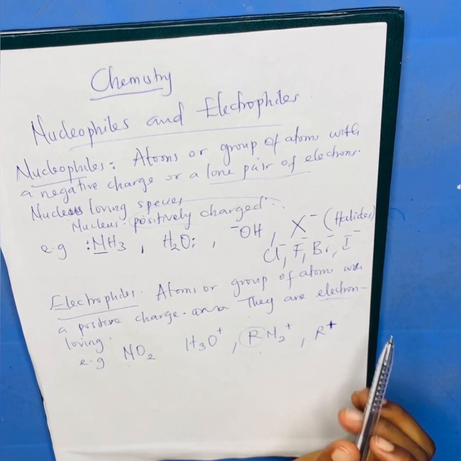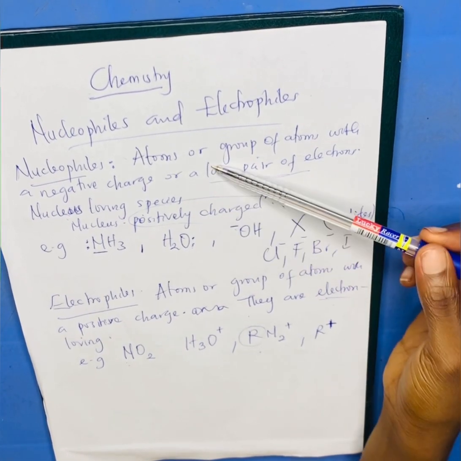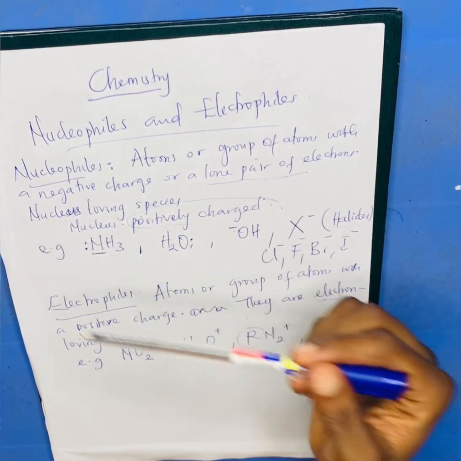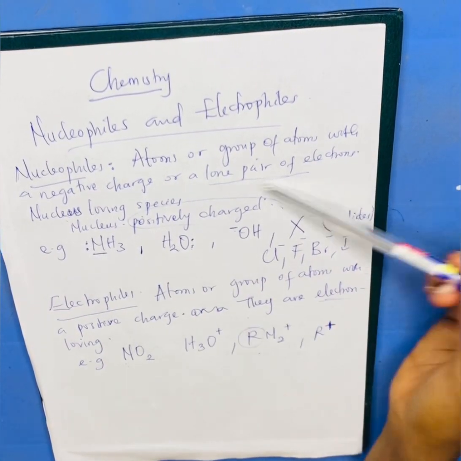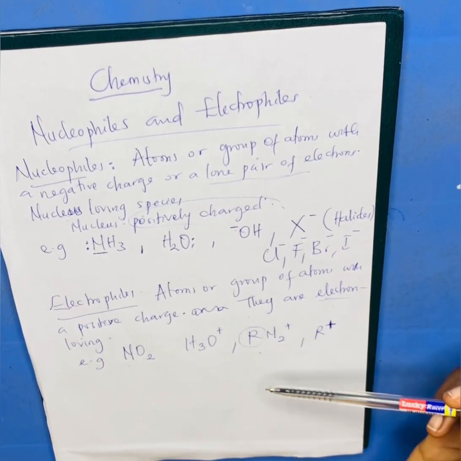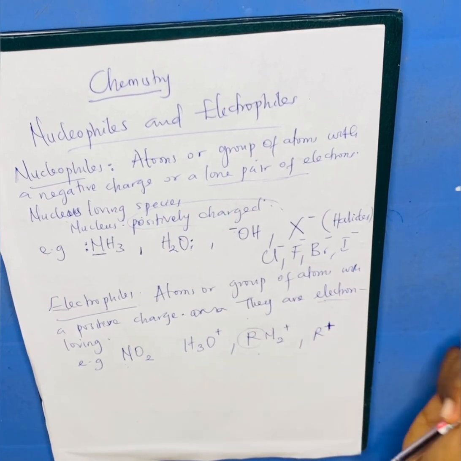Alright, so basically the difference between nucleophiles and electrophiles is that nucleophiles are negatively charged and they are nucleus-loving species. And these are the examples. Electrophiles are positively charged and they are electron-loving species. And these are their examples.